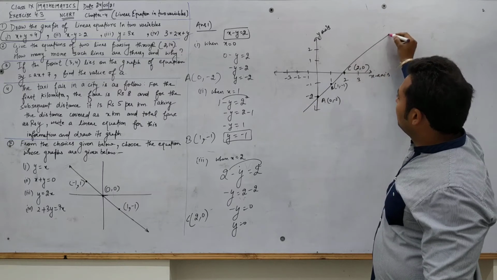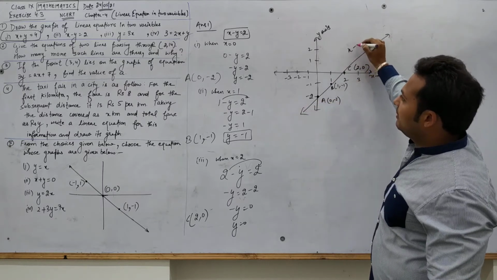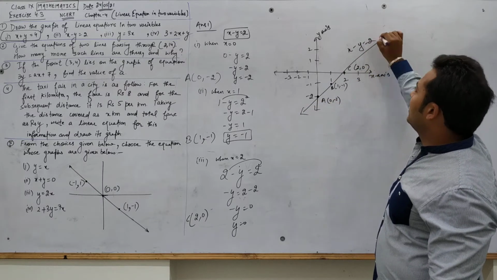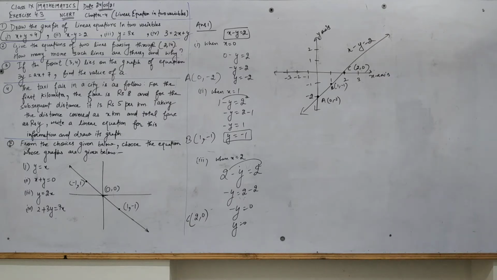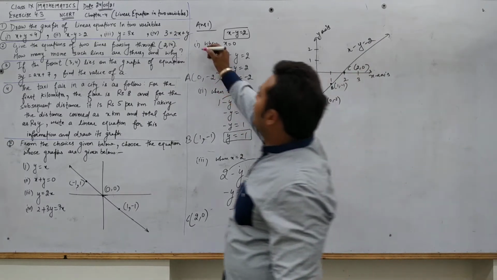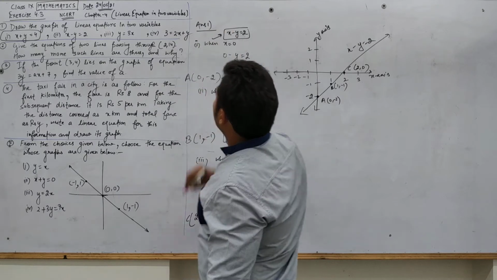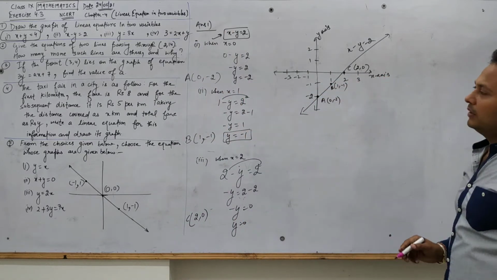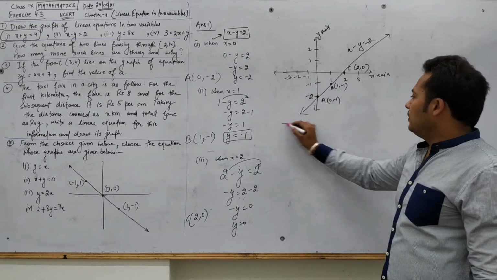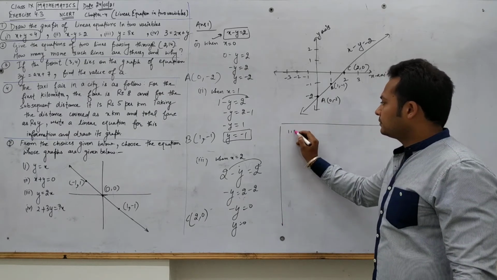Now what will we do? We will join these, and this will be the graph of the equation x minus y equals 2. Okay children, it was the second part. Our equation was x minus y equals 2. Now let us do our third part.